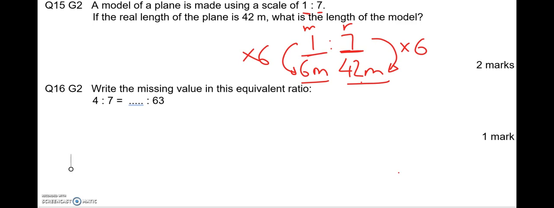And we've got write the missing value in this equivalent ratio. So we've got 4 to 7 is equal to a number to 63. So to get from 7 to 63, we multiplied by 9. So we'll need to do the same thing to 4. So 4 times 9 will give us the answer, which is 36.